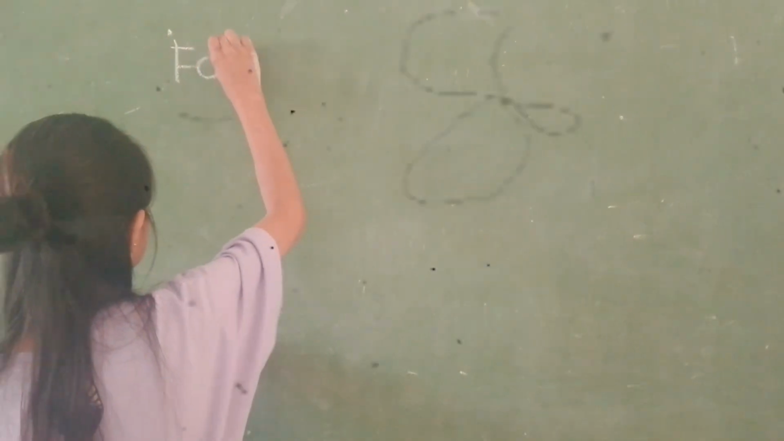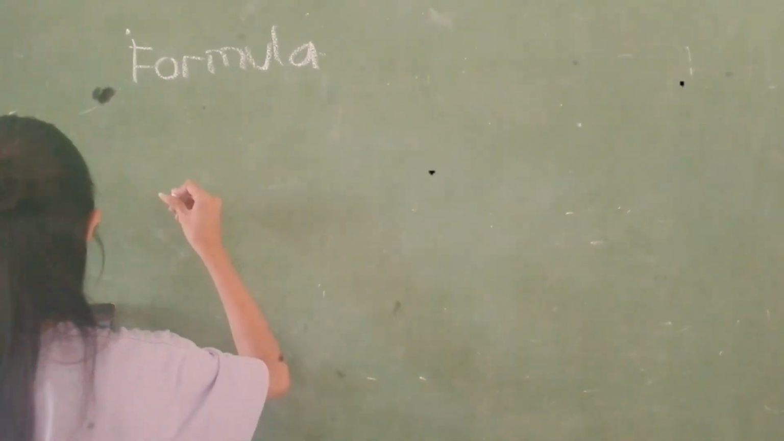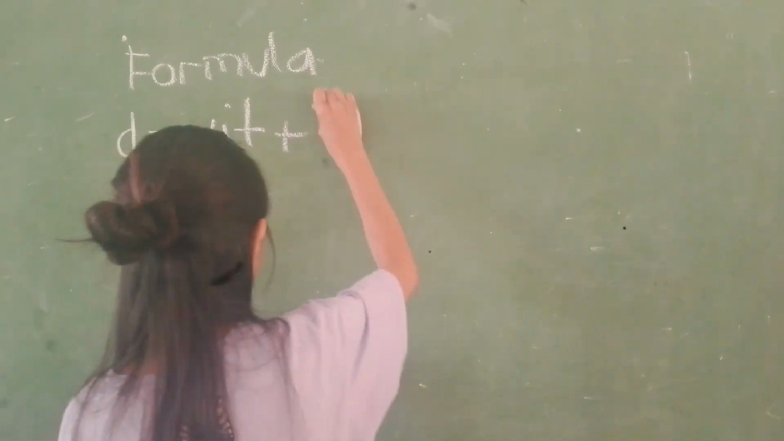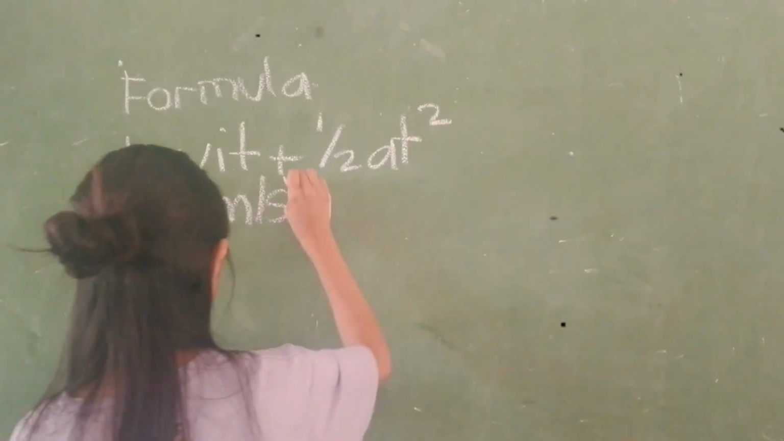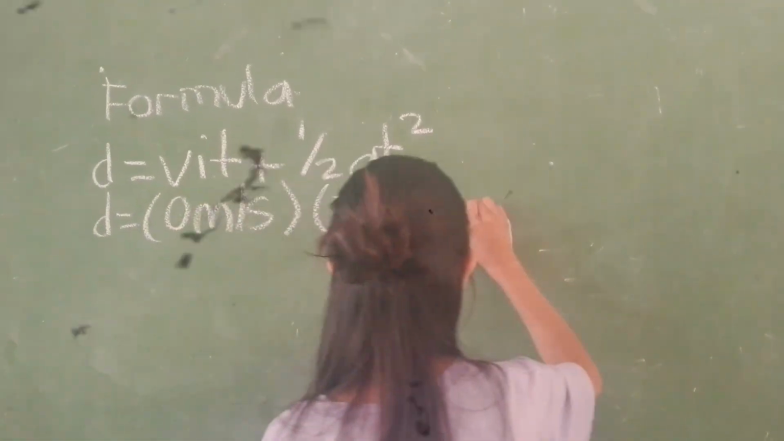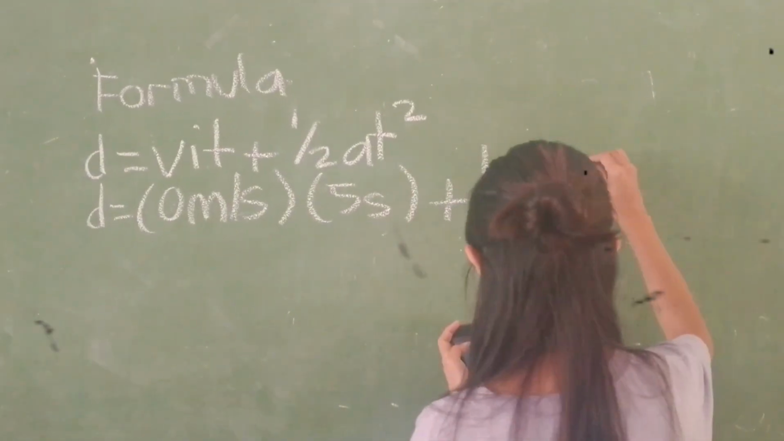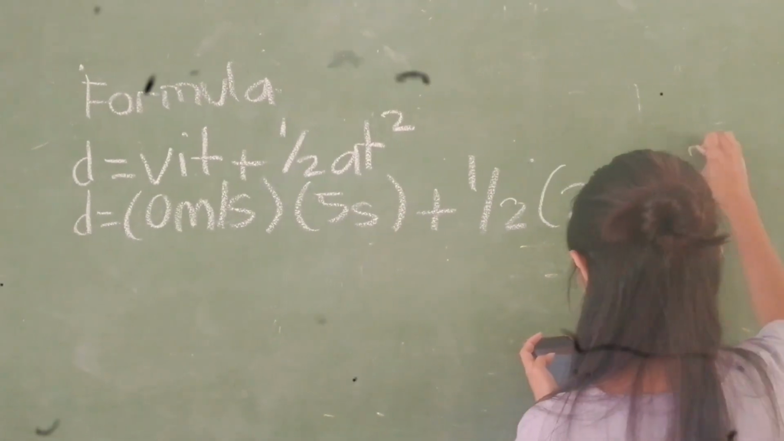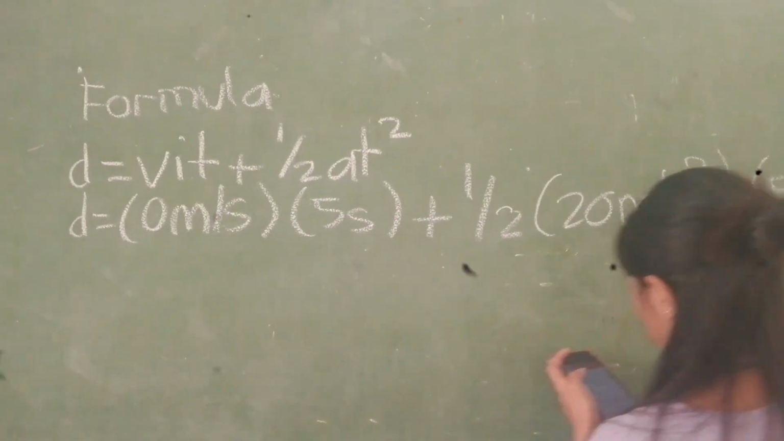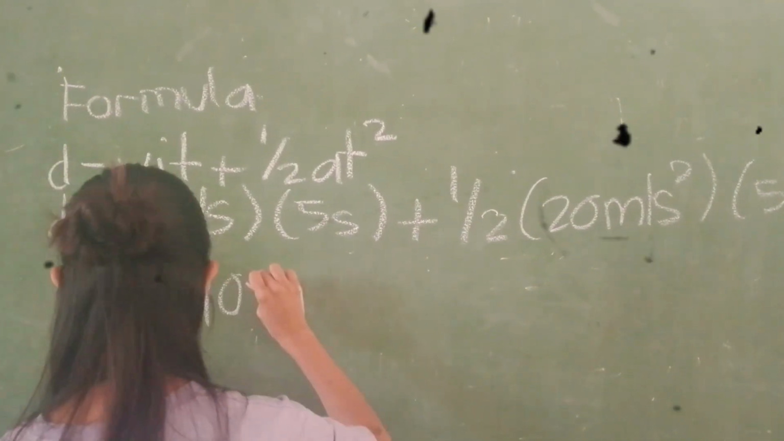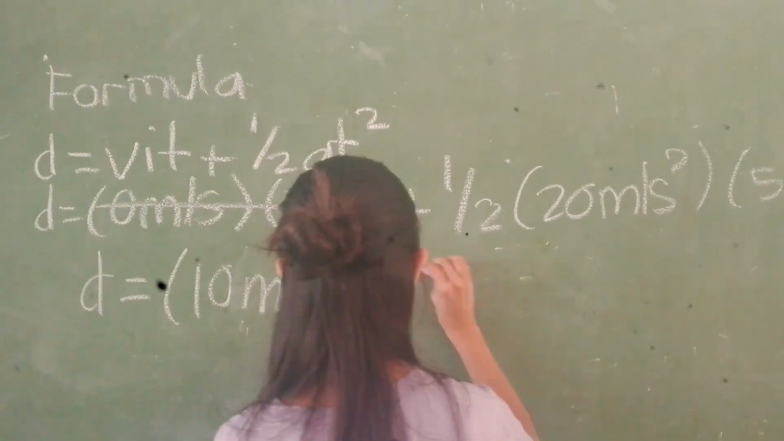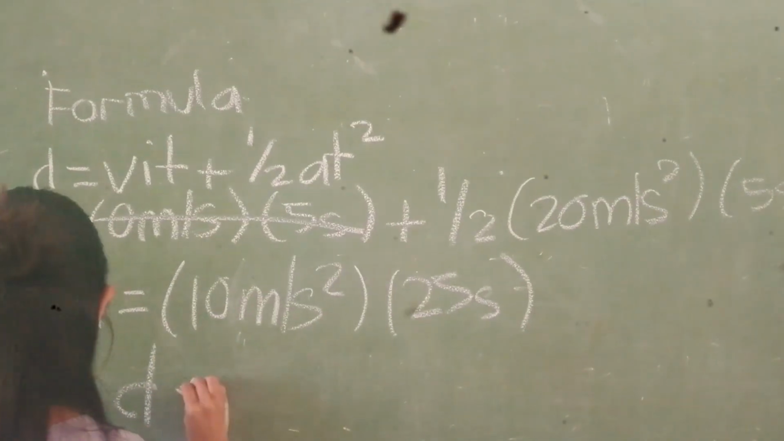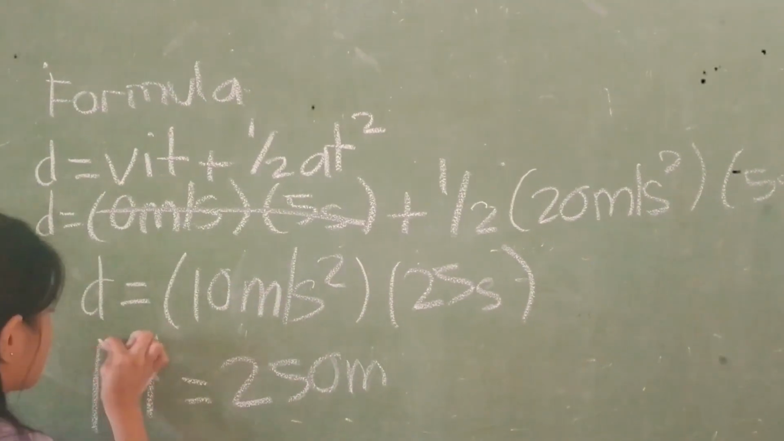For the formula, we use the displacement formula, wherein D equals VIT plus 1/2 AT squared. Now, for the setup, since VI is 0, the first part of the formula, VIT, becomes 0, and we are left with 1/2 AT squared. Let's put it in an easier way by turning the 1/2 into a decimal, which is 0.5. 0.5 multiplied by 20 becomes 10. Multiply it by 25 and our distance becomes 250 meters.